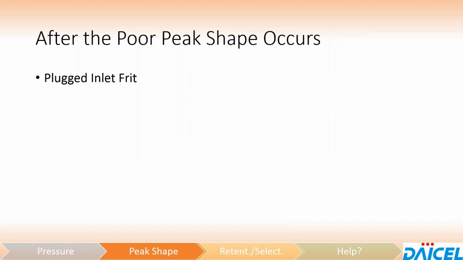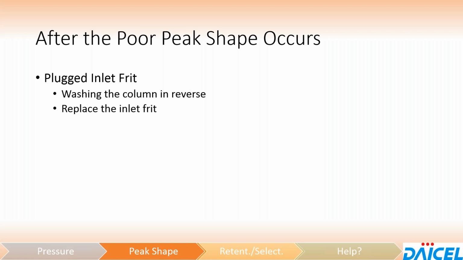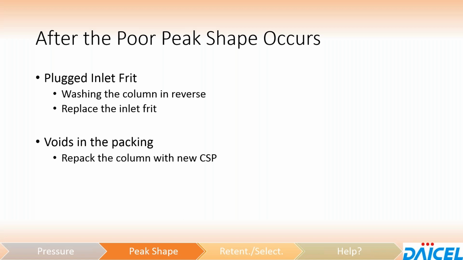Once the poor peak shape has occurred, with the plugged inlet frits, I mentioned washing the column in reverse in the previous section, something that you can certainly try. Replacing the inlet frit if it's a prep column, or replacing the column if it is an analytical column.